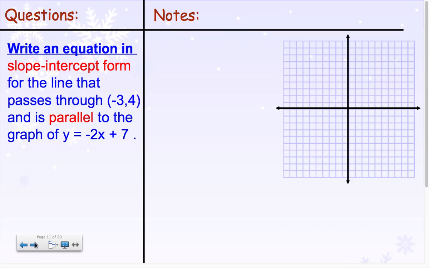Write an equation in slope-intercept form for the line that passes through (negative 3, 4) and is parallel to the graph of y equals negative 2x plus 7. Again, I'm going to start by graphing the equation they give me. So I'll put my first dot at 7. Rise negative 2, run 1, rise negative 2, run 1, rise negative 2, run 1.